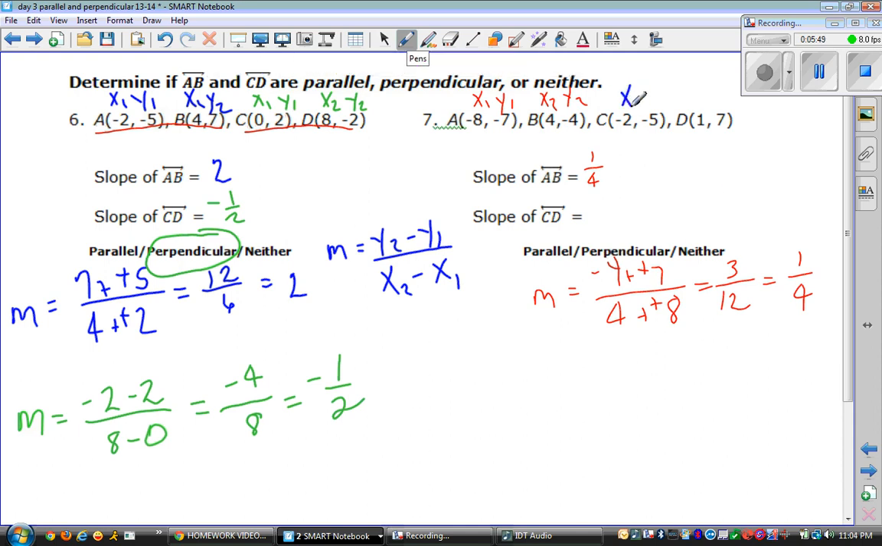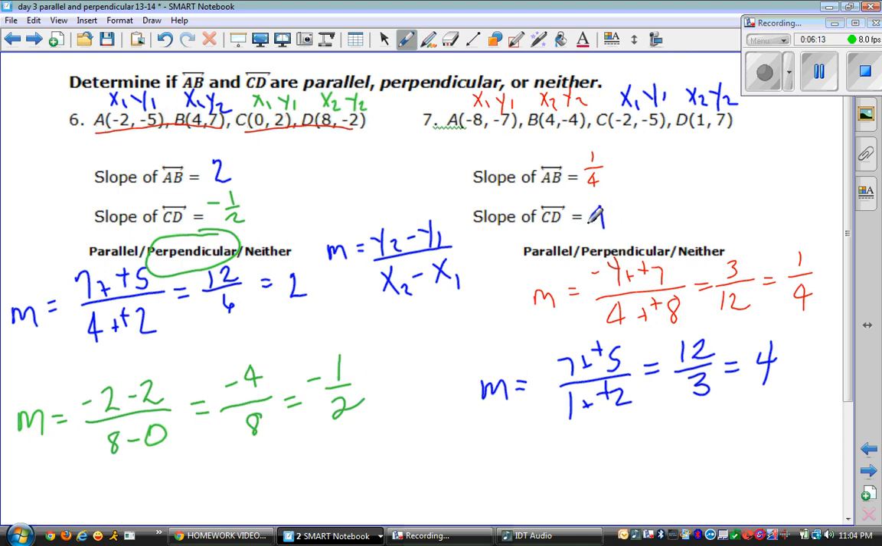And then the slope of CD, x1, y1, x2, y2. Plug and chug. We've got 7 minus negative 5 over 1 minus negative 2. Two negatives, so that becomes 12. This one's two negatives, and that one becomes 3. So 12 divided by 3 is 4. So the slope of this line is 4. Now they are reciprocals, but they're both positive, so they're neither.